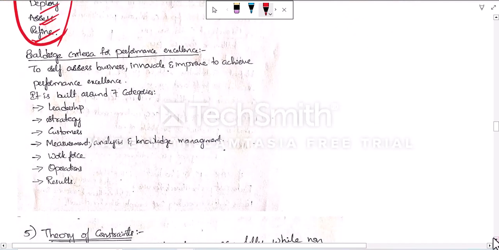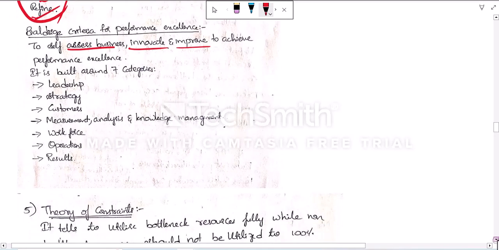Next, second one, I said one is EFQM model, the other is Baldrige criteria for performance excellence. In this, we should assess our business. Previously, we assessed some other's business and implemented those policies in our business. But here, we should assess the business, innovate and improve. We should check our business ourselves, and we need to innovate new content, and we need to improve that to achieve the performance excellence.